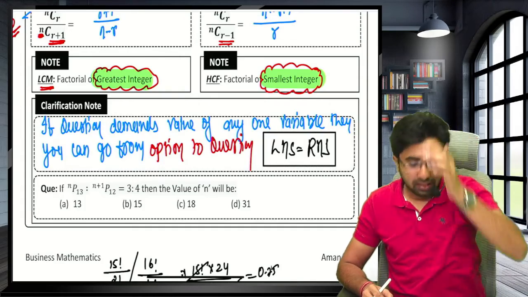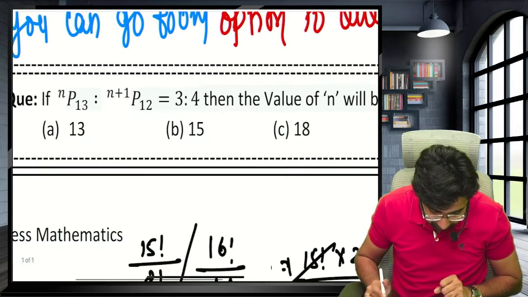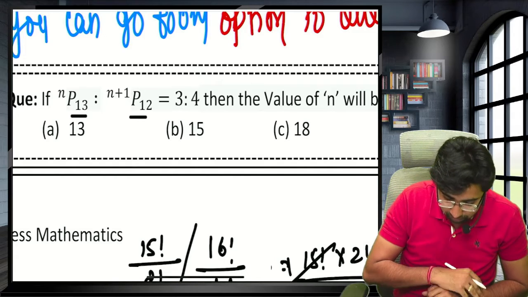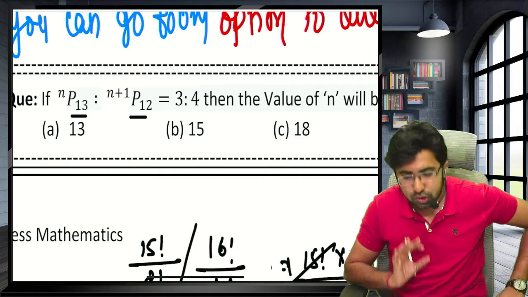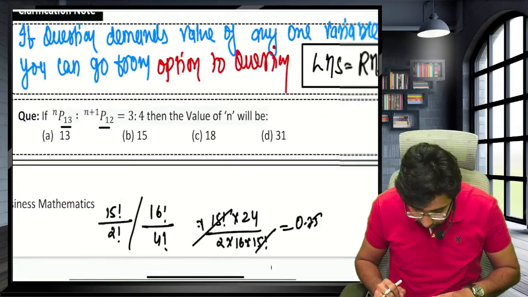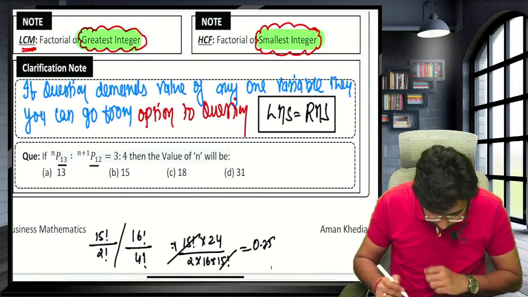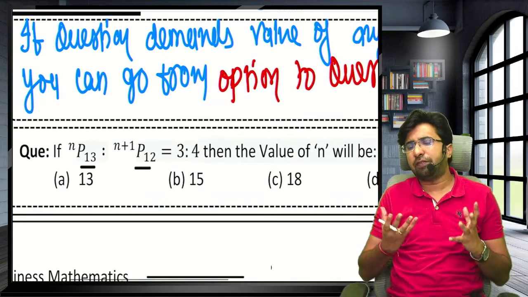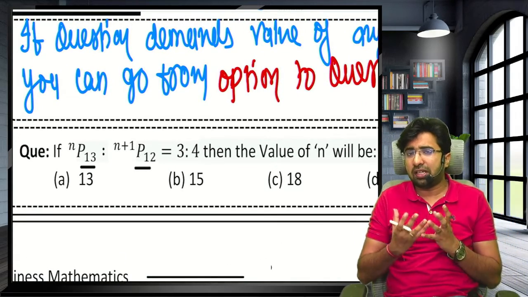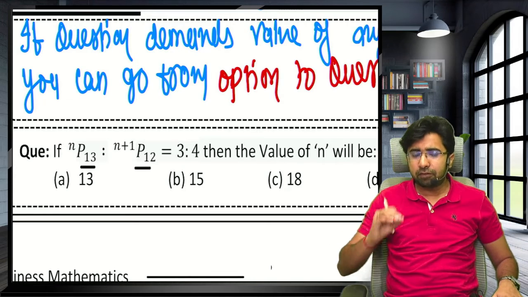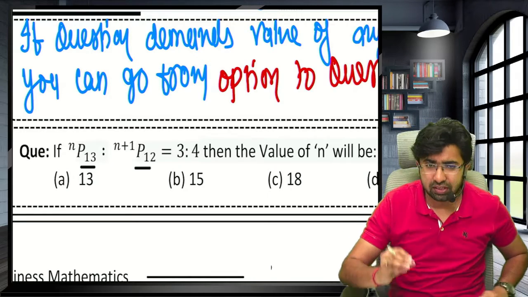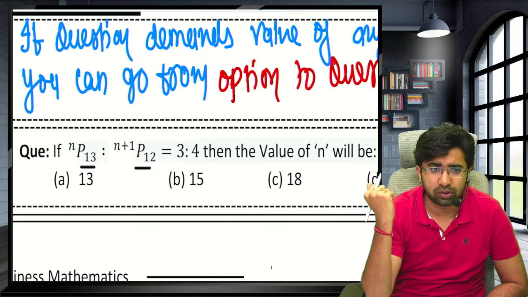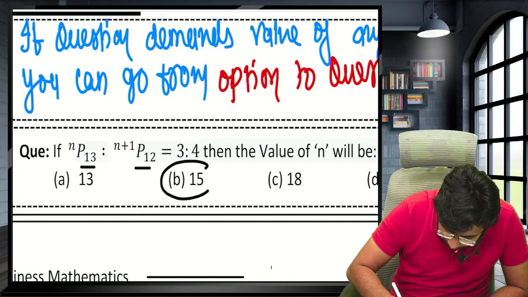Now see, let's start with one question. See guys, here I am saying NP13 upon n plus 1 P12 is equal to 3 by 4. Now I don't know how to solve this question, because we don't have any specific property or algebraic ratios for permutation. If this kind of question comes and they are asking just the value of one variable n, go from option to question. Now let's go from option B.